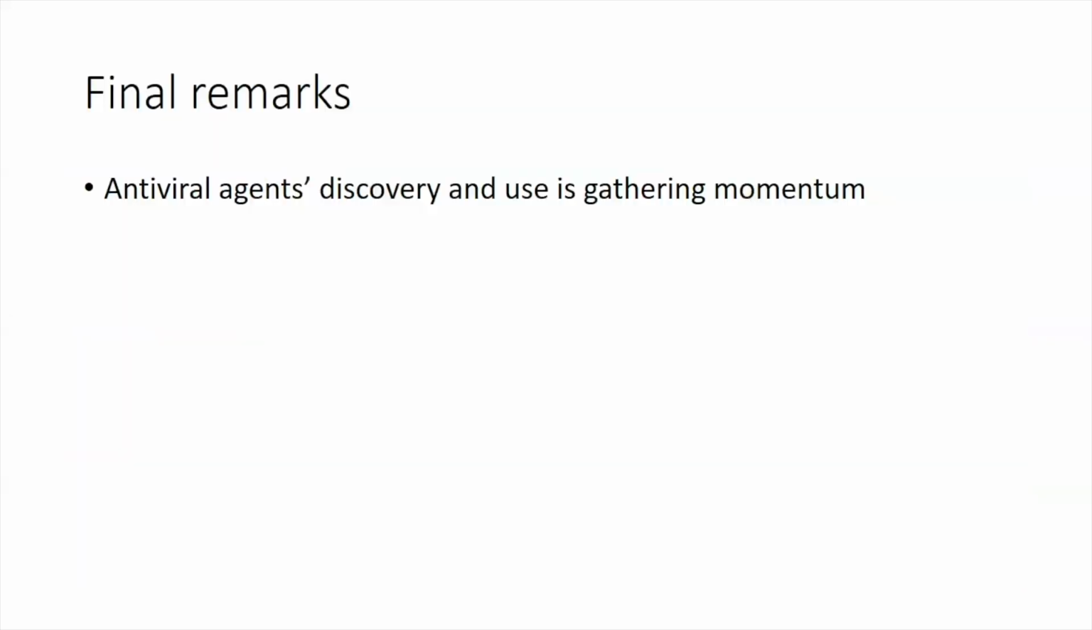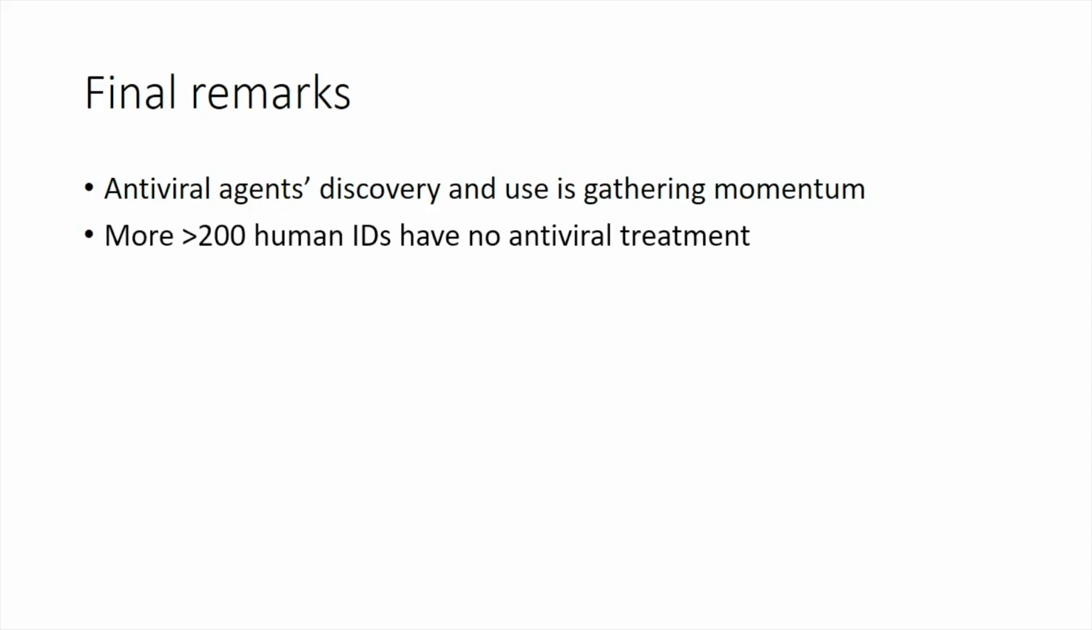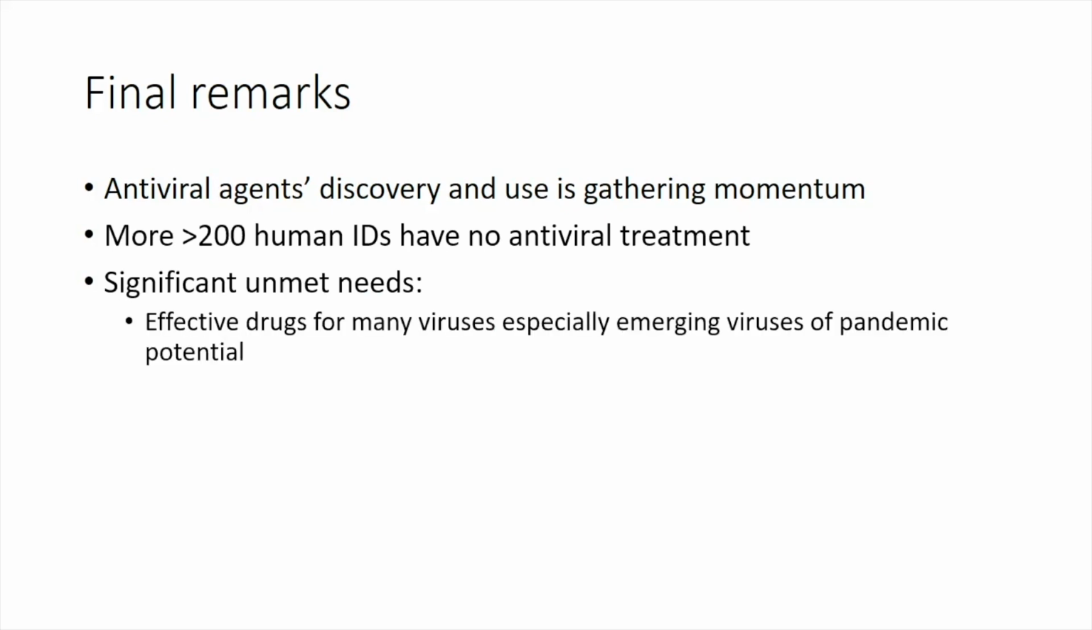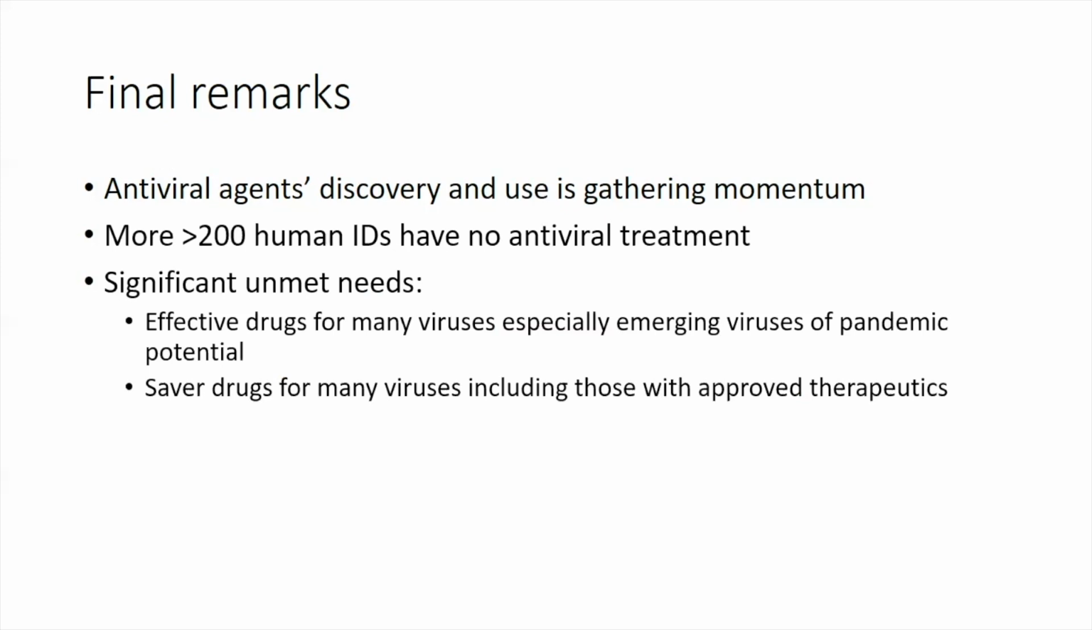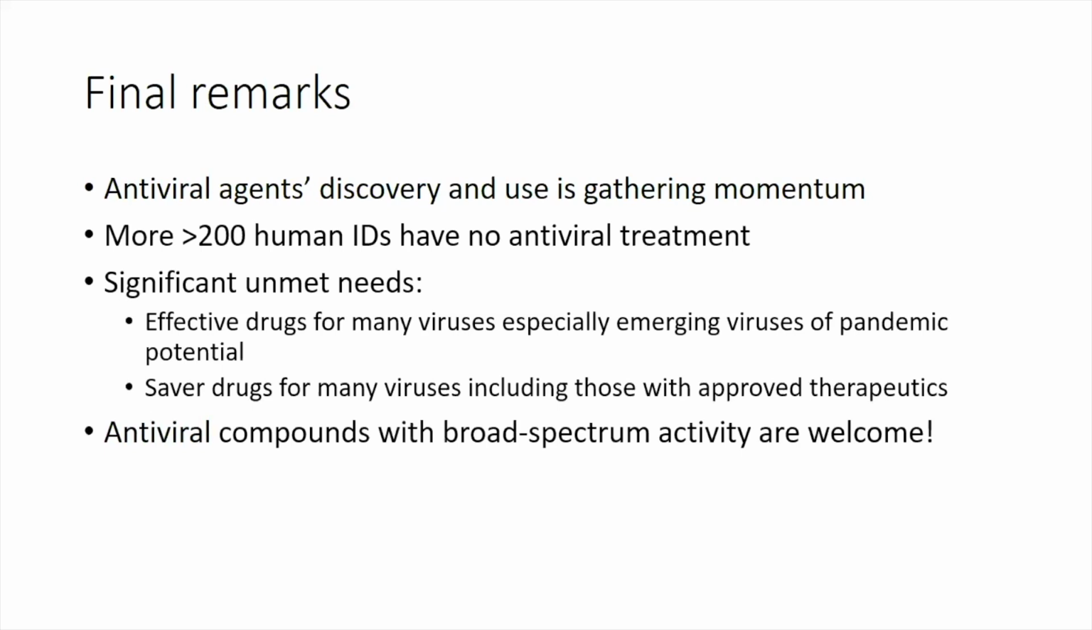My final remarks really are that antiviral agents discovery and use is at last gathering momentum, but not with the speed that I would want to see, because there are more than 200 human infectious diseases that have got no antiviral treatments, emerging or non-emerging. And there are significant unmet needs. Effective drugs are needed for many viruses, especially emerging ones, and also safer drugs are needed for viruses, including those that already have approved therapeutics, and antiviral compounds with broader spectrum activity are welcome.